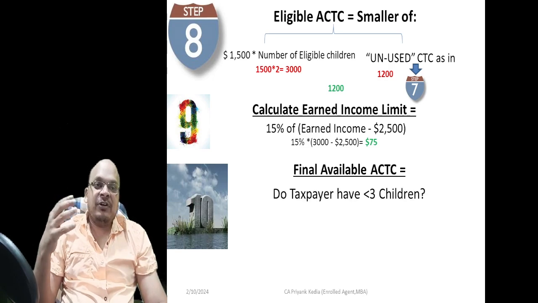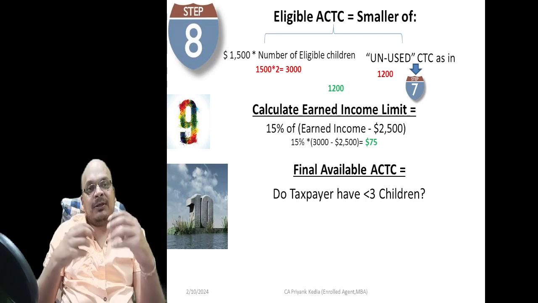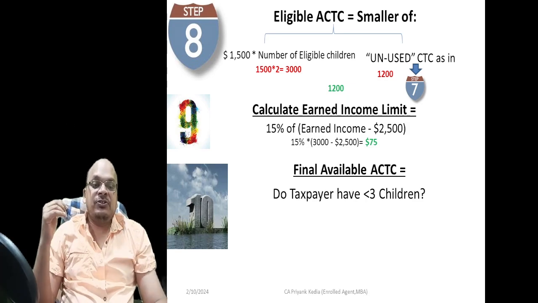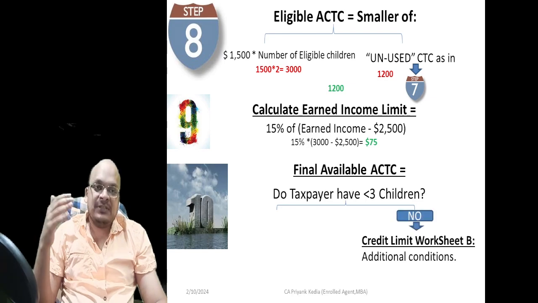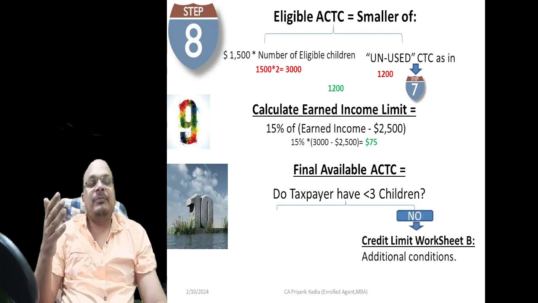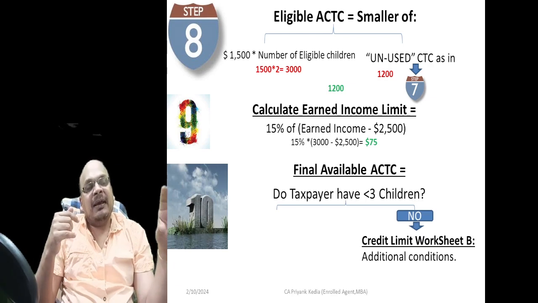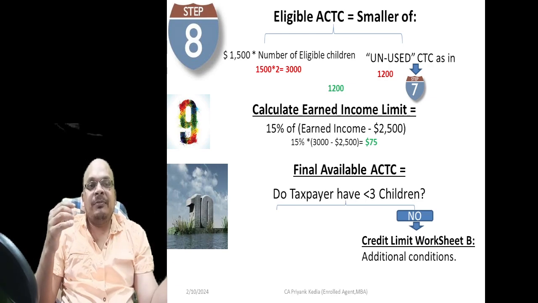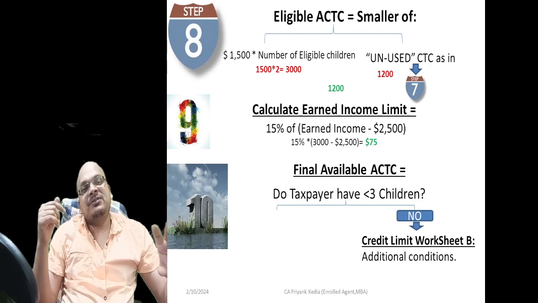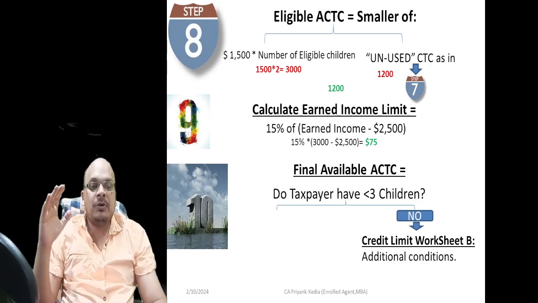Now talking about the final step, what we do is we calculate the final available additional child tax credit, and the first question we ask is, does the taxpayer have less than 3 children? If the answer is no, that means if 3 or more children, then you will have to further go ahead and calculate things as per credit limit worksheet B with other factors and other conditions. We are not going to talk about that.